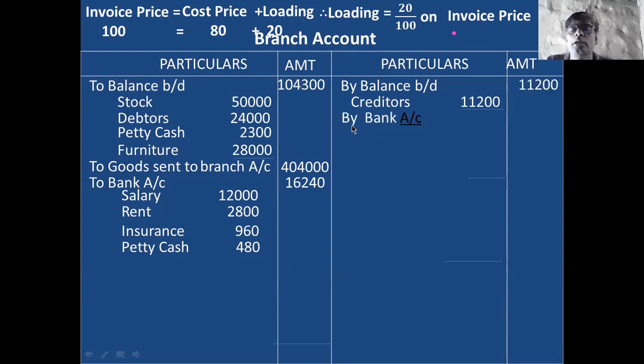Then second item, to bank account. Under this we take cash sale and collection. Under this we take cash sale and collection, but here is the problem, because creditors are there. Credit purchase and credit sales are there.